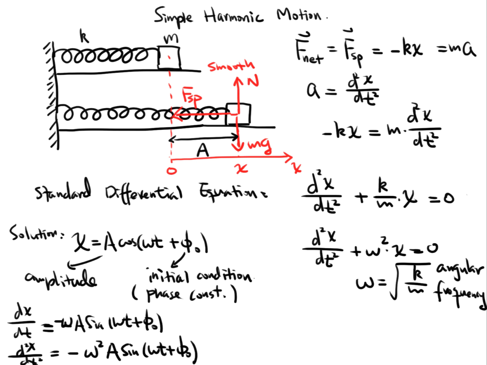Remember, this one should be cosine. Remember, A cosine of omega t plus phi naught is x. So we can rewrite this as negative omega squared times x. If you plug into the differential equation here, you get negative omega squared x plus omega squared x, which is of course 0. So we can check the solution in this form.